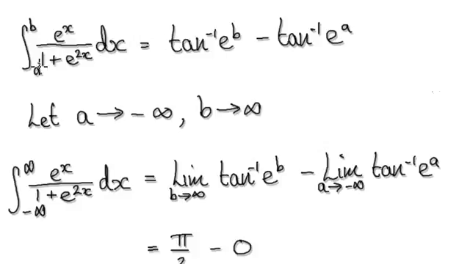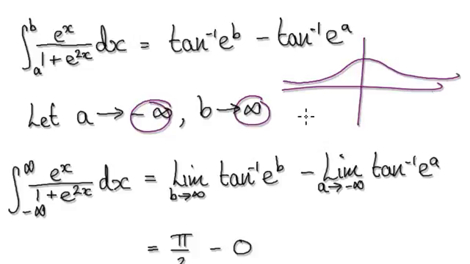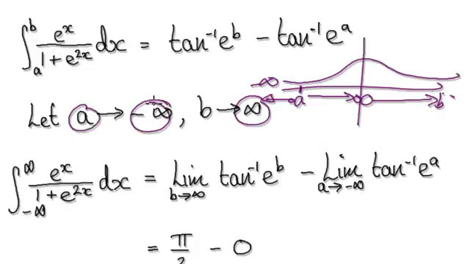So remember, we're integrating from a to b. So now let a tend to negative infinity, and let b tend to positive infinity. Remember, our graph looks something like this, where we're doing it from a to 0, and then from 0 all the way to b. And now we need to let a tend to negative infinity, and then let b move towards positive infinity.